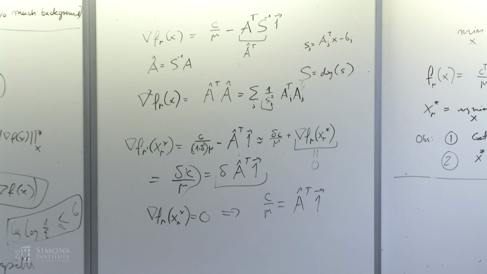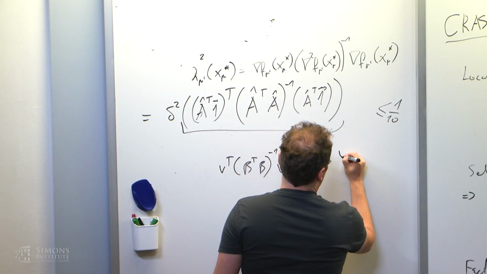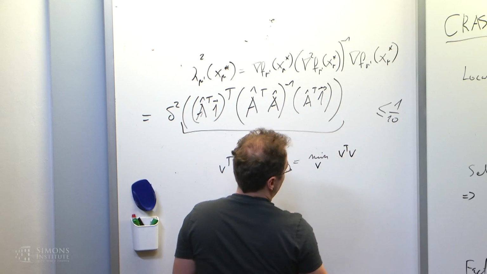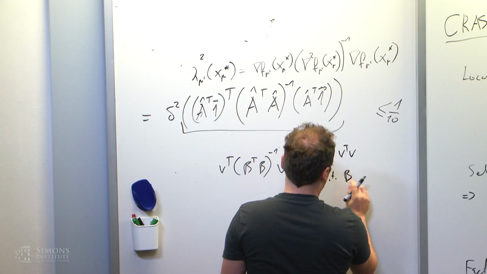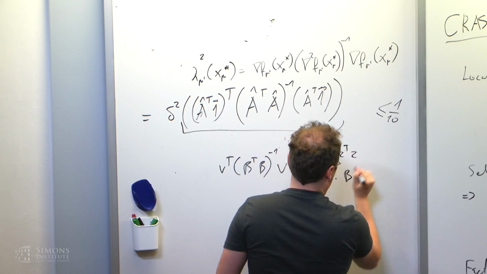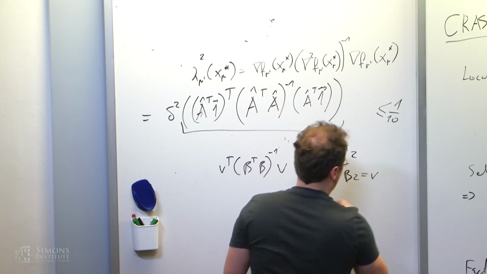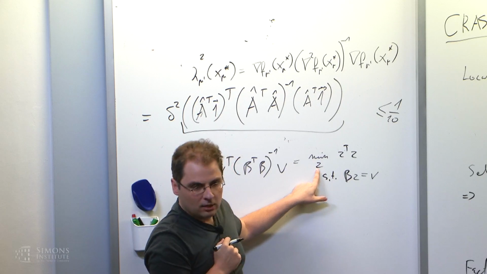And essentially, I can write it as the minimum over all vectors z of the norm of the vector, subject to the constraint that B times z is equal to v. So I can view it as an optimization problem where I want to optimize over z.